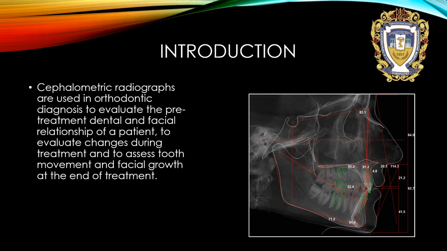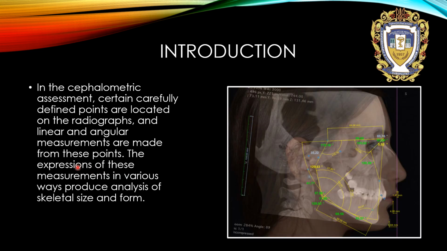Cephalometric radiographs are used in orthodontic diagnosis to evaluate the pre-treatment dental and facial relationship of a patient, to evaluate changes during treatment, and to assess tooth movement and facial growth at the end of treatment. In the cephalometric assessment, certain carefully defined points are located on the radiographs, and linear and angular measurements are made from these points. The expressions of these measurements in various ways produce analysis of skeletal size and form.